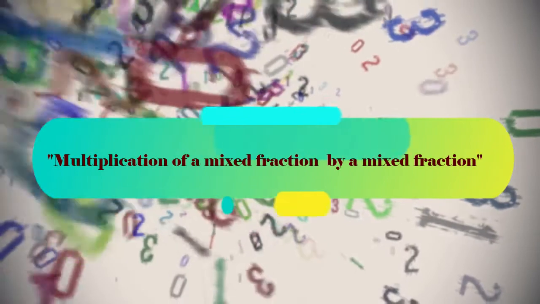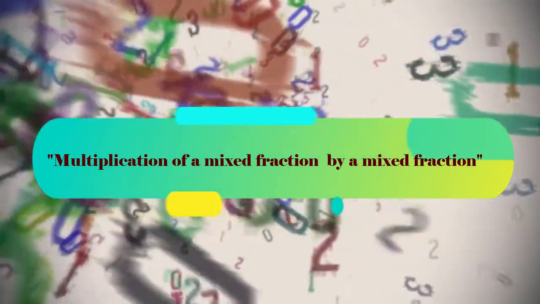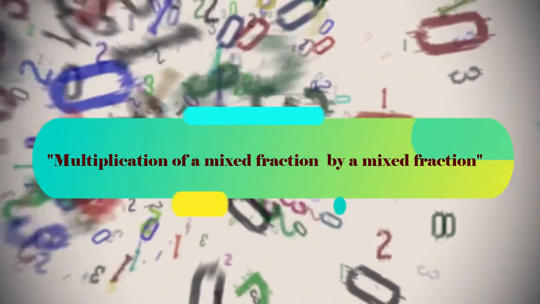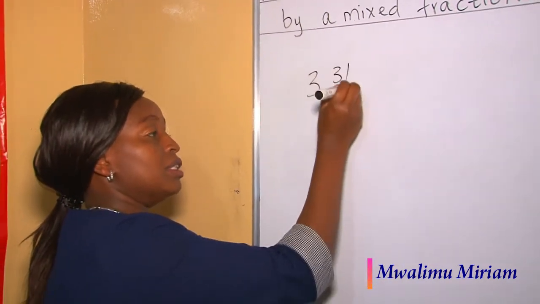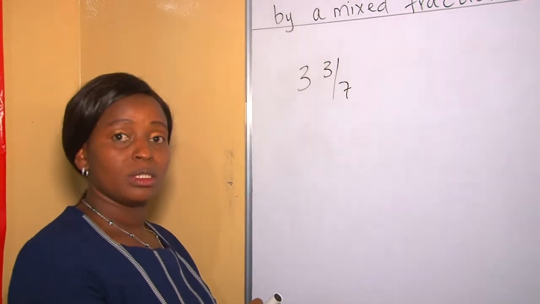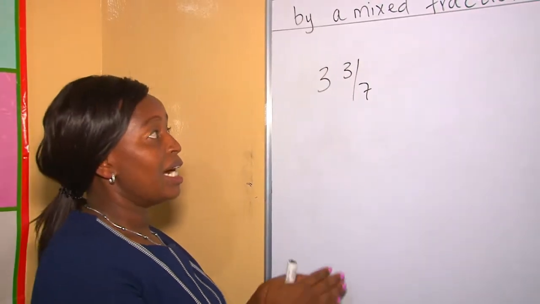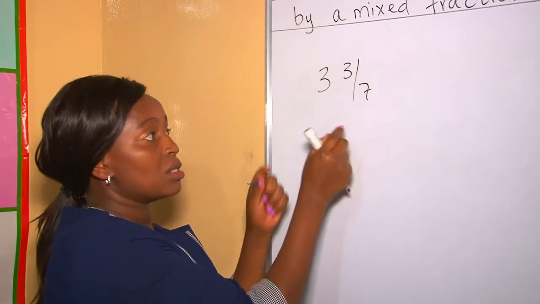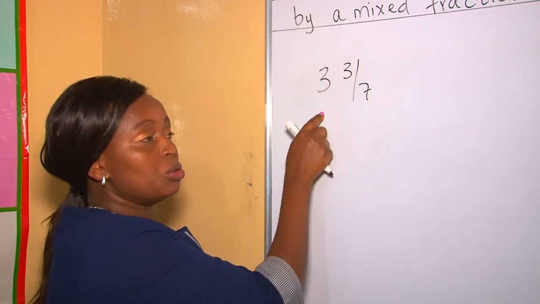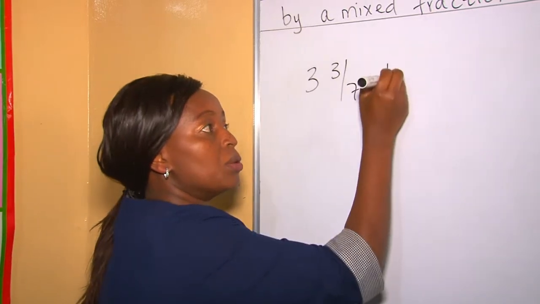Today's lesson is about multiplication of a mixed fraction by a mixed fraction. But before starting that, let's learn first how to change a mixed fraction to an improper fraction. A fraction like 3 over 7 is a mixed fraction simply because it has a whole number part and the fraction part. Therefore, let's now change it to what we call an improper fraction.